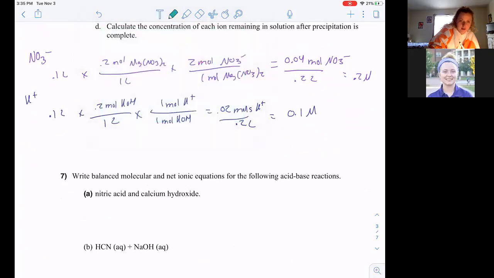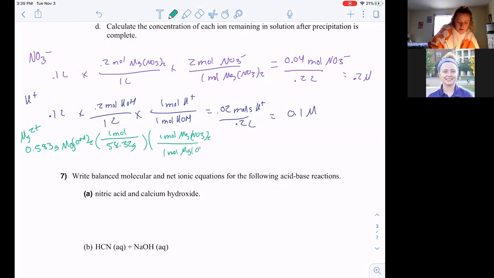Okay. So then to find Mg2 plus, it's 0.583 grams of MgOH2. It's 1 mole over 58.32 grams. It's 1 mole of MgNO3, 2 over 1 mole of MgOH2, which is 0.01 moles of MgNO3 reacted.